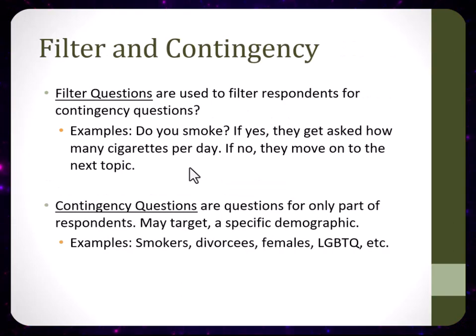Sometimes we have questions that only apply to a specific group of people. In order to avoid having people answer these questions where it doesn't matter to them, we use what are called filter and contingency questions. Filter questions are used to filter respondents for the contingency questions. So examples here might be, do you smoke? If yes, we ask them questions about how many cigarettes they smoke, how often they smoke, what their favorite brand is, etc. If they say no, then we move them to the next topic. And so these filter questions can be used to weed out people who don't want to or need to answer these questions, and only have the people who we want to get this information from answer the questions.